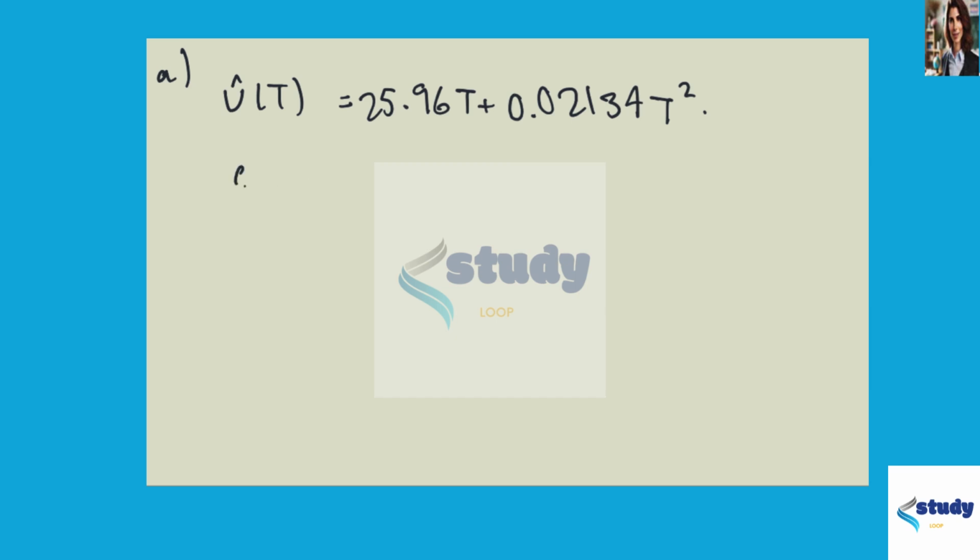what we have here is the following equation: U hat(T) equals 25.96 T plus 0.0213 T squared. Now we're plugging in our values for 0 degrees Celsius and for 100 degrees Celsius, and what we get is 0 joules per mole and 6046 joules per mole.